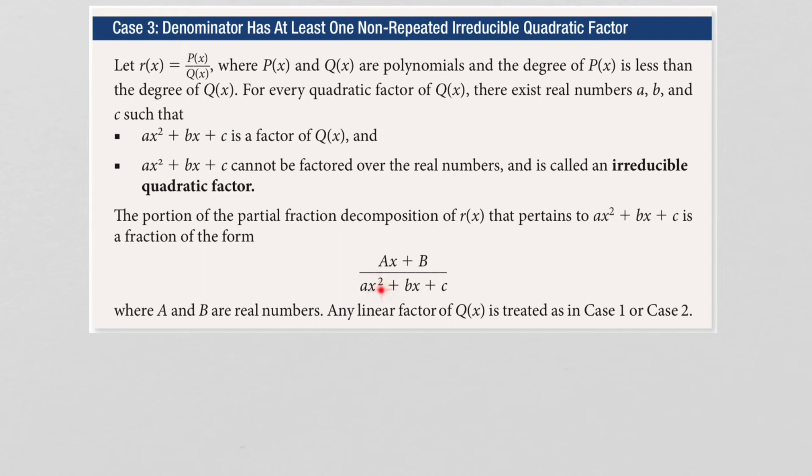Because since your denominator is a second degree, if this fraction is proper, that means the degree of the numerator has to be less than the degree of the denominator, which means you could have a first-degree polynomial in the numerator. So when you have an irreducible quadratic factor, you do not simply put a in the numerator, you have to consider something like ax plus b. Let's take a look at an example.